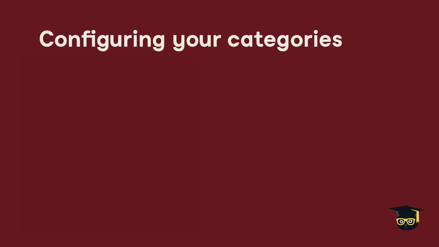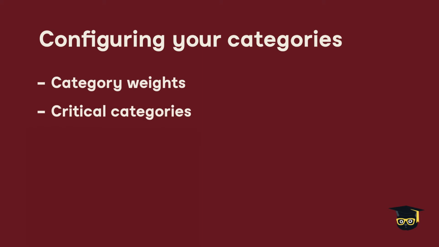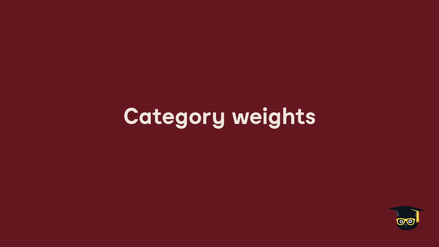Now that we have our categories that we will use in our conversation reviews, it's time to take a look at how to best configure them. We will take a look at category weights and critical categories to see how they impact the overall scoring, as well as setting up your categories with root causes. Let's start with category weights.